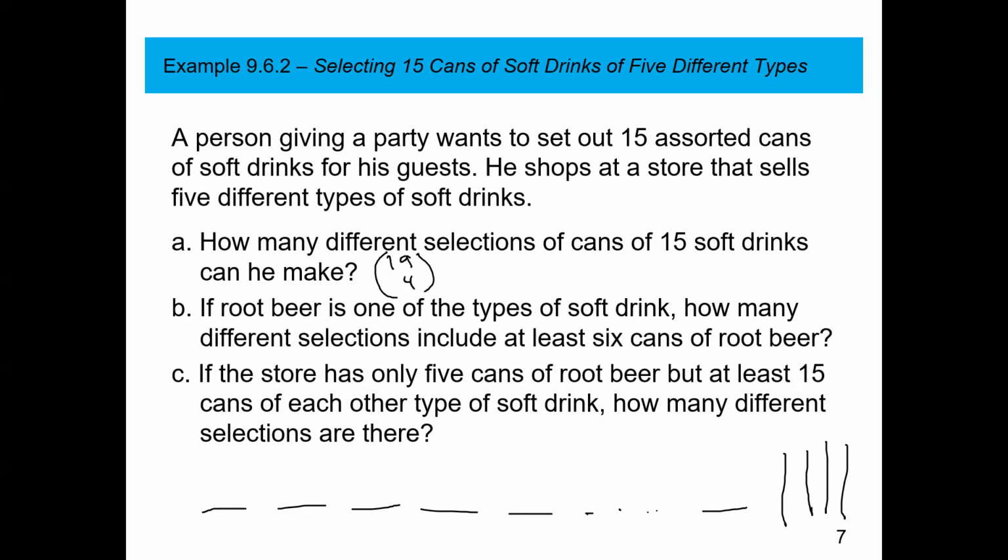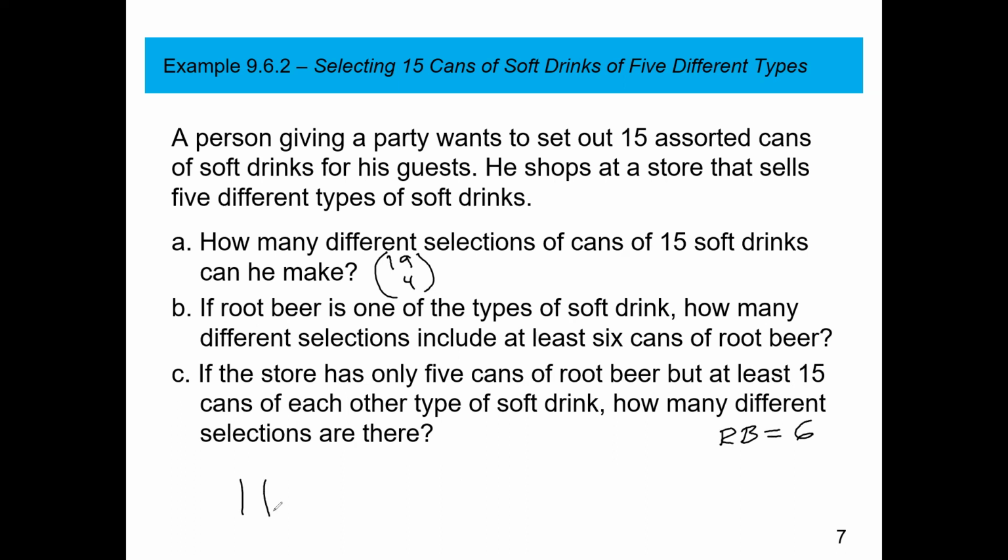So this works really, really nice and beautifully. It's really, really classic, and we can kind of work our way through it and see it. But notice, what if I say that root beer is one of the types of drinks, how many different selections include at least 6 cans of root beer? Well, the problem here is now I have at least 6 cans of root beer. So we cheat. If I give root beer 6 cans automatically, so I'm just going to go root beer gets 6. Root beer gets 6.